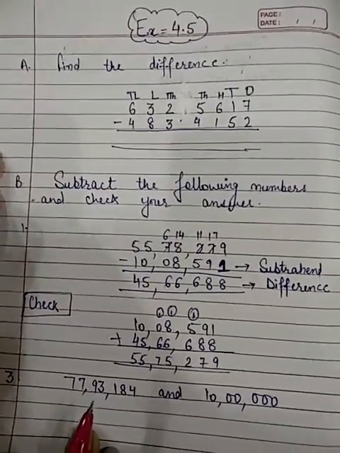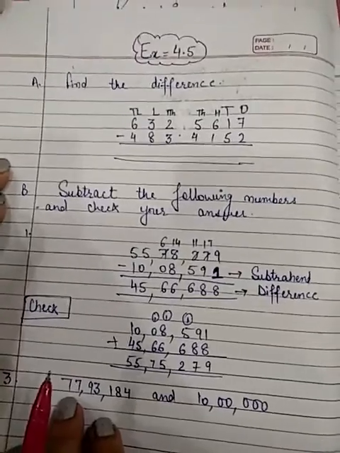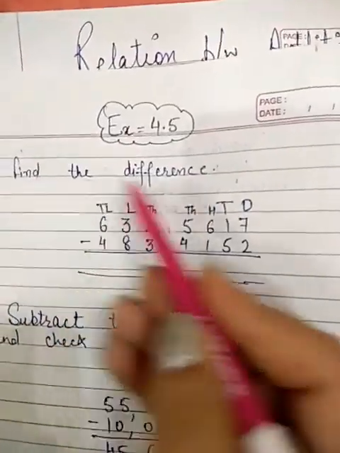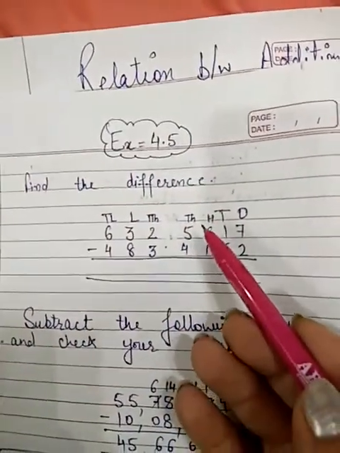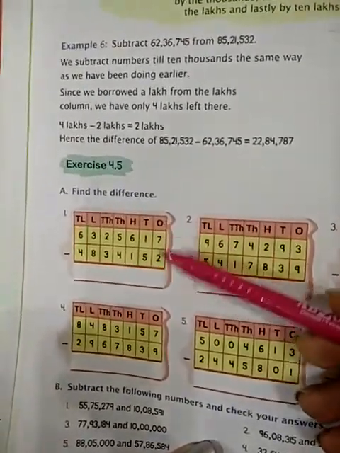Morning everyone. So today we will do exercise 4.5 and 4.6. The first question of exercise 4.5 is find the difference. You will do this question in the book only. So you have to subtract. How will we subtract here?